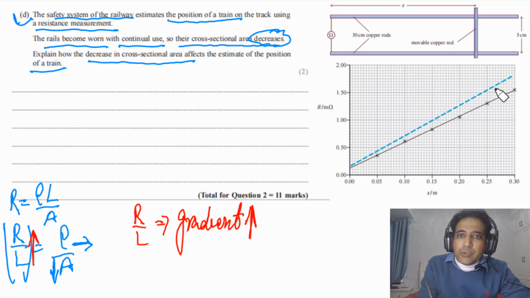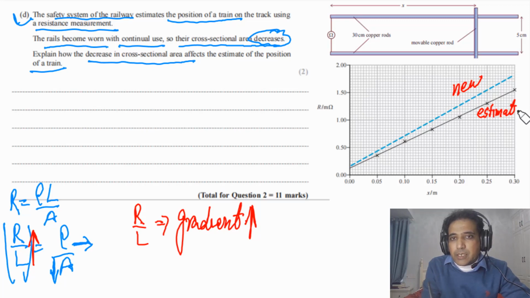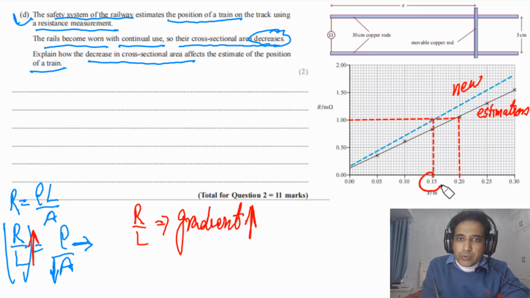Now this is the new line, and estimation is done based on the previous line. Now if we draw a line from, let's say, this point, we will have two values of X, one from the new line and one from the old one. So this is one from the old one. The train will estimate based on this relationship, but we have got a new value of X here. So this one will be the actual, and this one is estimated.